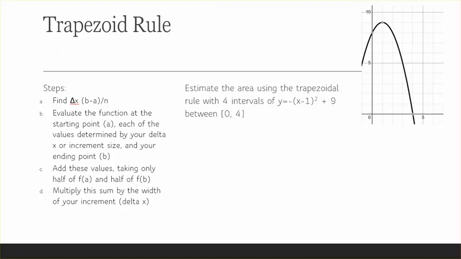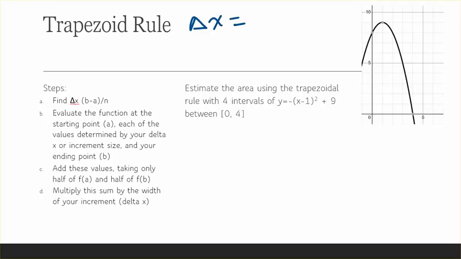So we're going to use the trapezoidal rule to estimate the area using 4 intervals. If we have the function y equals negative (x minus 1) squared plus 9, and we're going to look at this between the interval 0 and 4. So let's start by finding delta x.